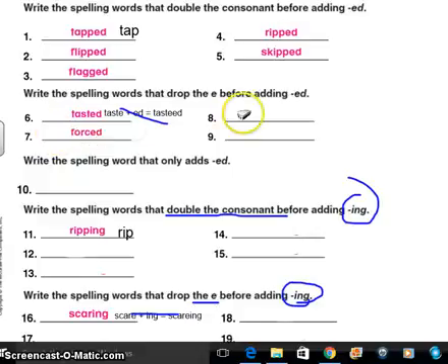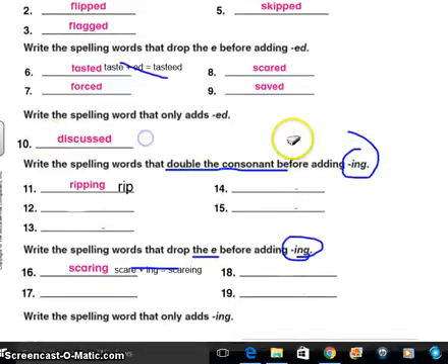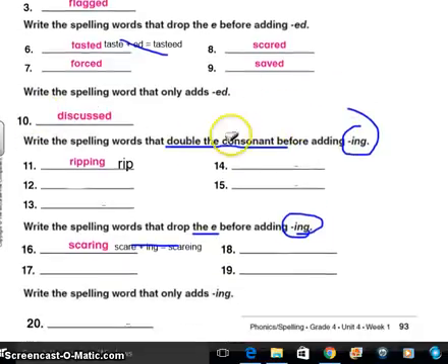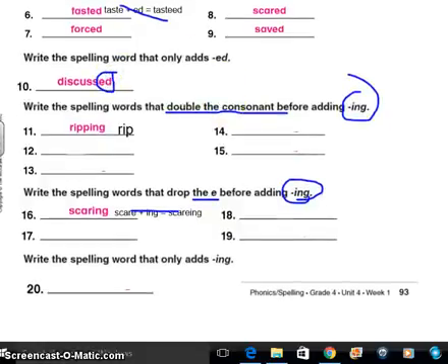Tasted, forced, scared, saved. Discussed is the only one that you just add an ed. You can see that the base word, the root word, stays: discuss. Ripping, flipping, tapping, skipping, flagging.